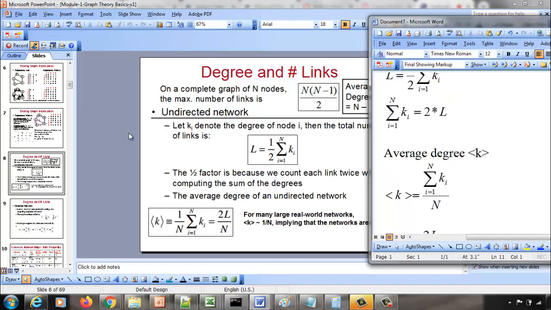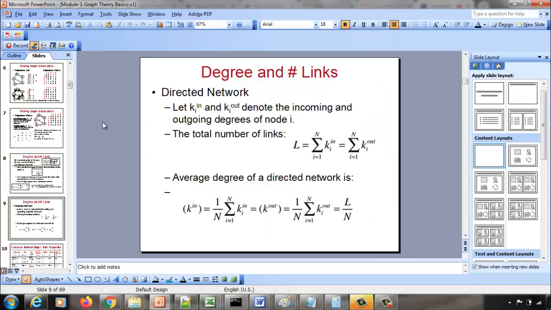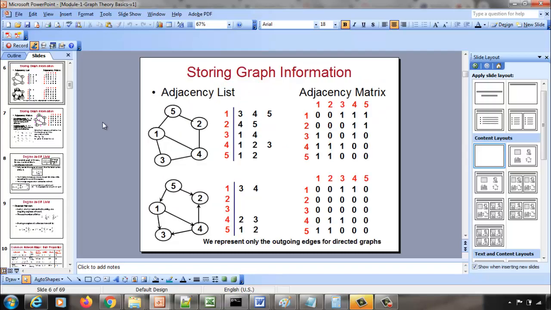Now you may wonder, can we do a similar analysis for directed graphs? Yes. But directed graphs have incoming edges and outgoing edges, right? So if you look at this, the sum of the degrees of the incoming neighbors is going to be simply the number of links or edges you have in the graph, because in the undirected graph, when you sum the degrees, you are counting each edge twice, basically once in each direction.